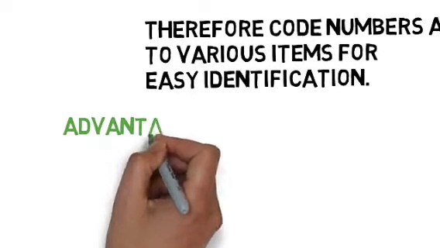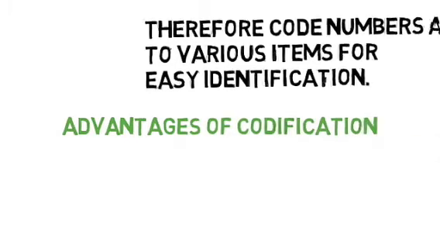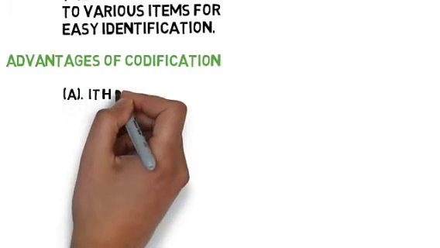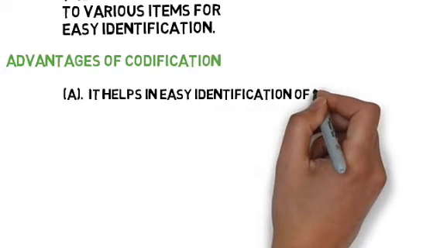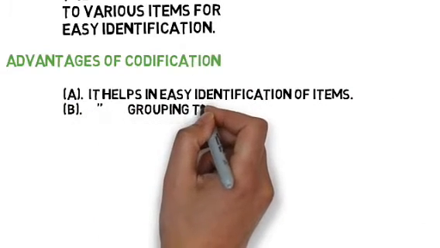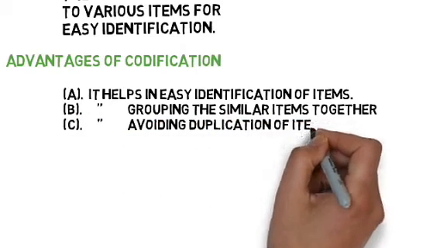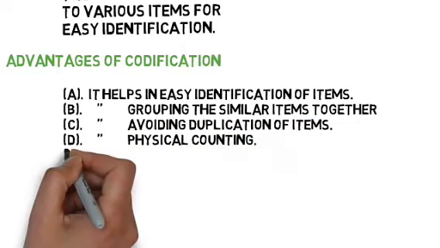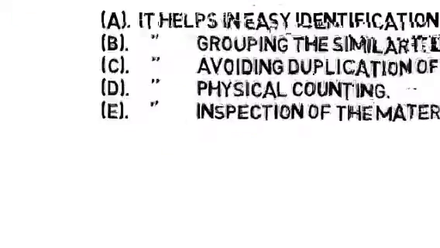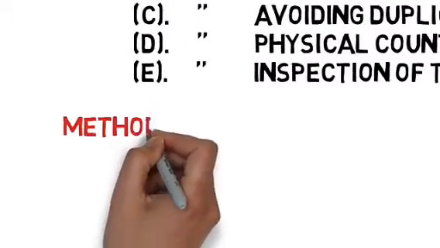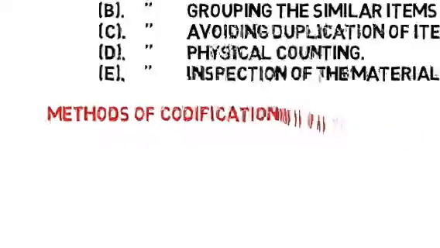We will discuss advantages of codification or coding. First one, it helps in easy identification of items. B, helps in grouping the similar items together. C, it helps in avoiding the duplication of items. D, helps in physical counting. E, inspection of the material. Later we will discuss methods of codification or coding.